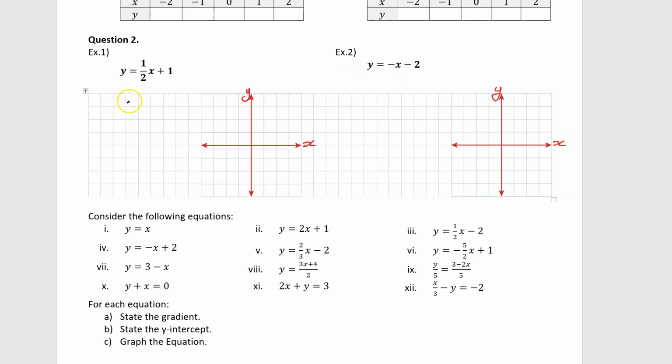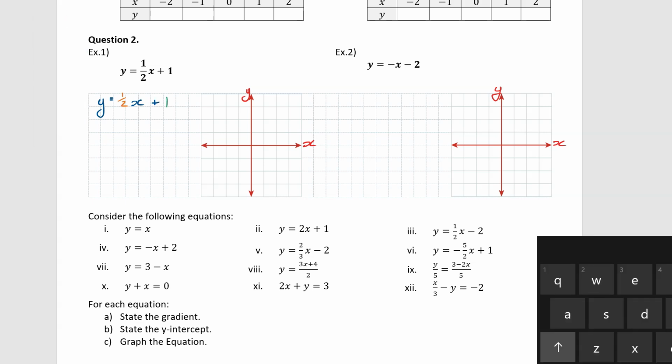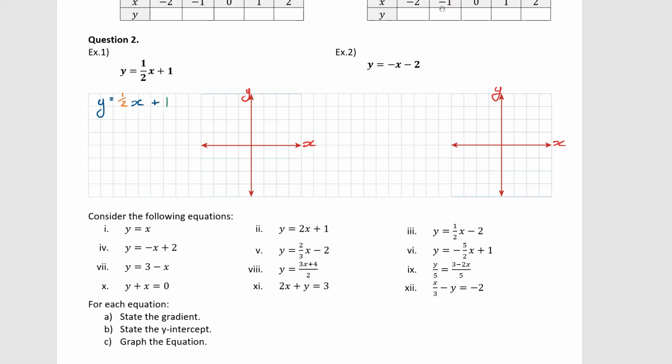Now, two examples for this, we have y equals 1 over 2x plus 1 and y equals negative x minus 2. I'm going to show you how to graph both of these. Now, jumping into it, when we look at y equals half x plus 1, we are in slope intercept form. So this half here represents the slope or the gradient, and this 1 represents the y-intercept, or in other words, it represents c.